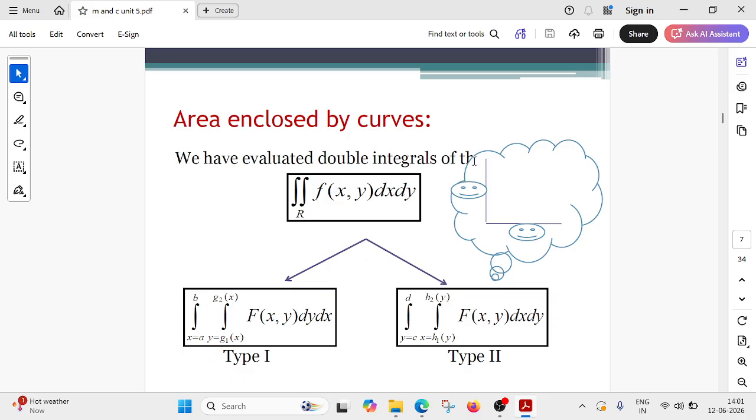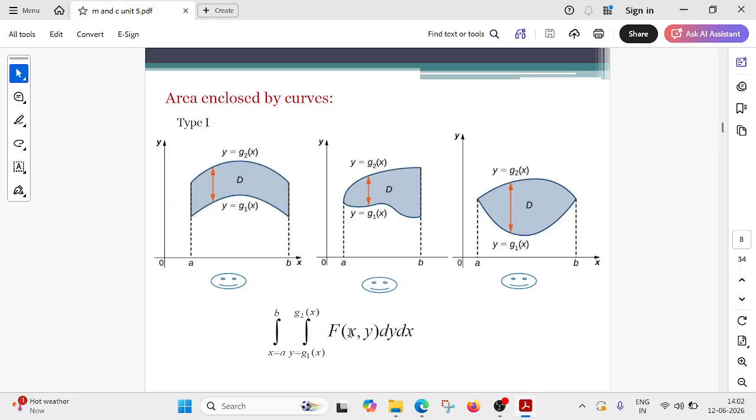Now, areas enclosed by the curves. We have evaluated double integrals of f of x y dx dy, which can be written in this form, type 1 or type 2. Either x equals a to b with y limits as functions, or y equals c to d constants with x limits as functions, like this. Type 1 or type 2. So here the function is the same: f of x y dx dy, f of x y dy dx, right?